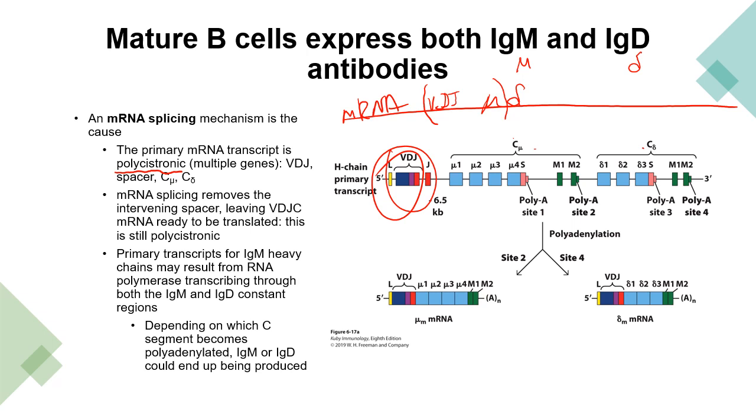IgD expression, though, seems to be most common in secondary lymphoid organs like the lymph nodes and the spleen. There's some research that implies that it might serve as an adhesion molecule to help keep these B cells physically located in the lymph nodes or spleen once they're functionally mature and have a full functioning B cell receptor.